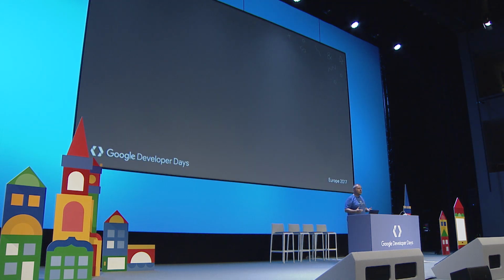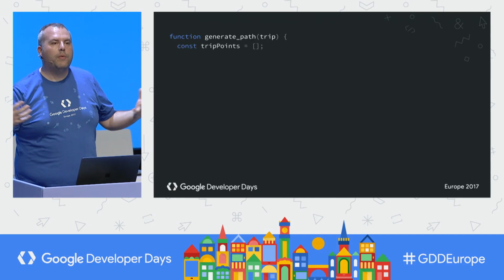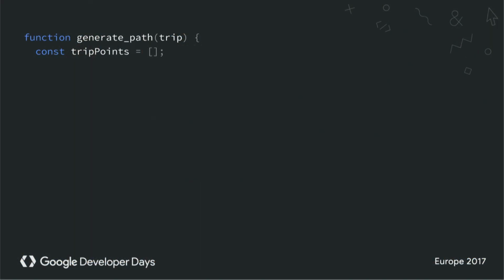Okay, so the first code snippet. Here's where we're generating a path. Trip points is where we're going to take all the points of the path, put them into a list, and then do things with it later. So this is effectively just an accumulator. For every stop, I actually have a database of all the information of all the trips. And so what we're going to do is get the stops that this trip is going to make out of that database.